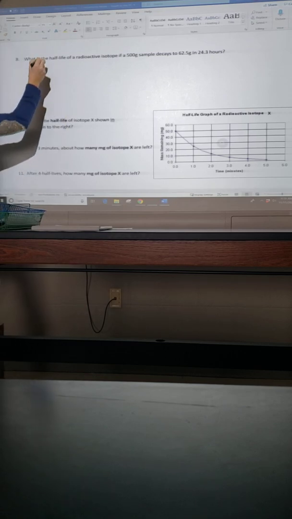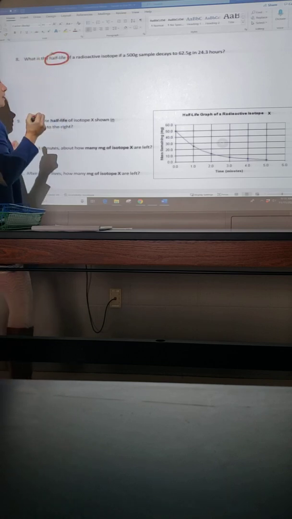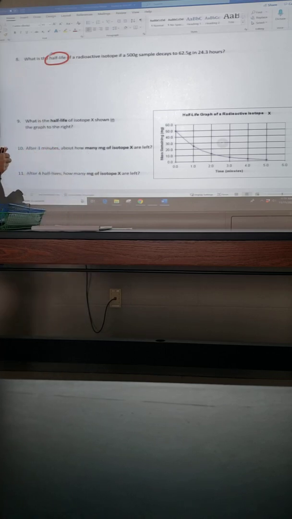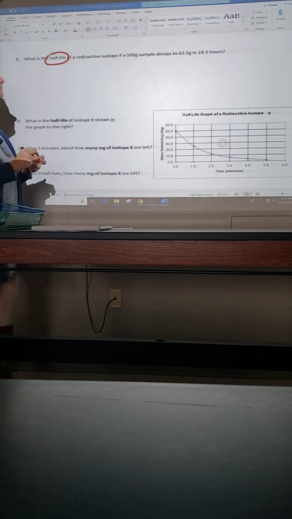What is the half-life, well, so that's what I'm solving for, of a radioactive isotope if a 500 gram sample decays to 62.5 grams in 24.3 hours? So give me a couple things that I need to underline that are given to us. Give me one of those, Austin. 500 gram sample. That's what I'm starting with.